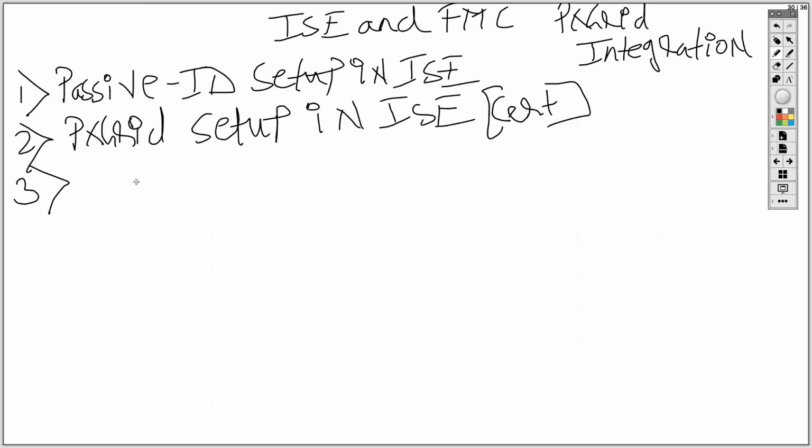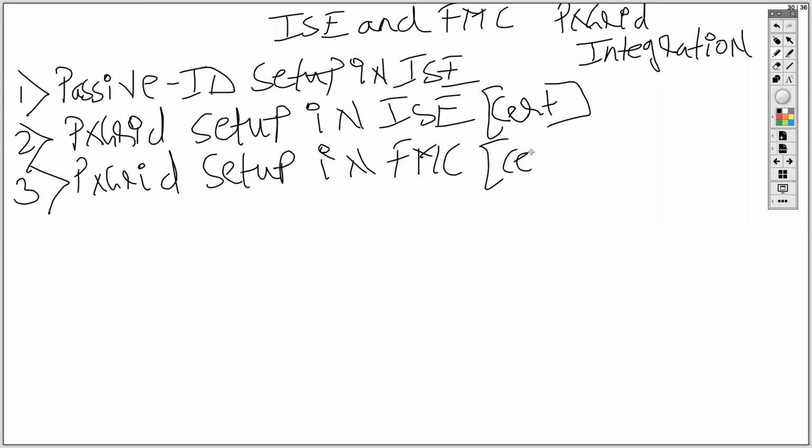Step number three is FMC setup. pxGrid setup in FMC, which is the certificate. Okay, so both of these setup processes are going to be via a common CA, which both of them will trust.